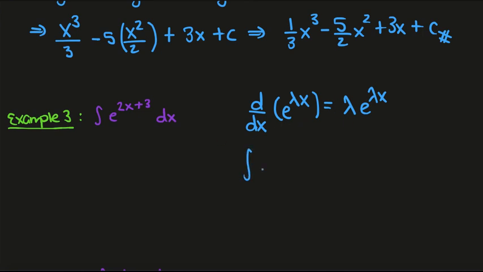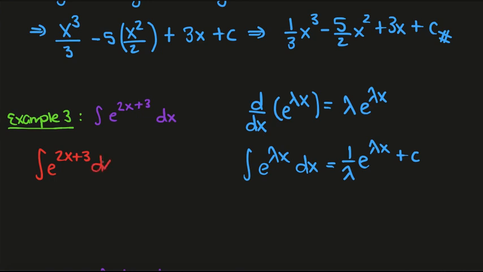When we integrate e to the lambda x, we don't multiply it, we divide. So we'll have 1 over lambda e to the lambda x plus c. So this is actually 1 over lambda because the derivative of lambda x is lambda. So in this case, what we'll see is, well, the derivative of 2x plus 3 is 2. So the integral of e to the 2x plus 3 is 1/2, and then we leave it alone.